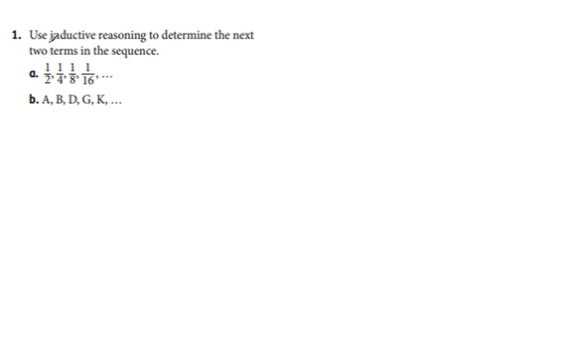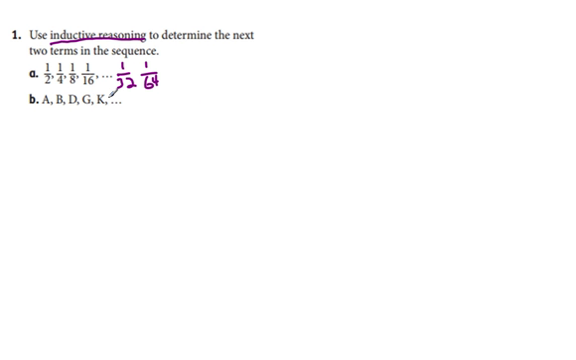So inductive reasoning means we need to look at our data and come up with a pattern. So 1/2, 1/4, 1/8, 1/16. Well, the top number looks like it's going to stay the same, and the bottom number looks like it's doubling. So 32 and 64. That wasn't so bad.